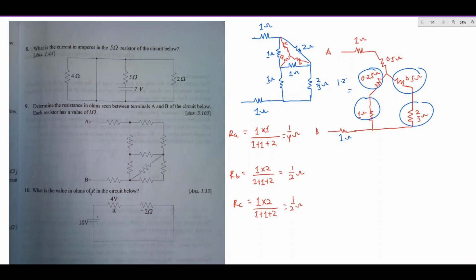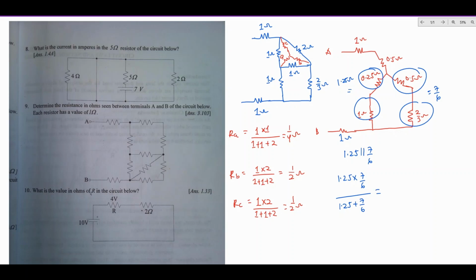You're going to have 1.25 ohms here, and then you're going to have 0.5 plus 2 on 3. That will give us a value of 7 on 6. So at the end, the 1.25 and the 7 on 6 are going to be in a parallel connection. So I'm going to have 1.25 parallel 7 on 6, right? So I'm going to have 1.25 times 7 on 6, divided by 1.25 plus 7 on 6.